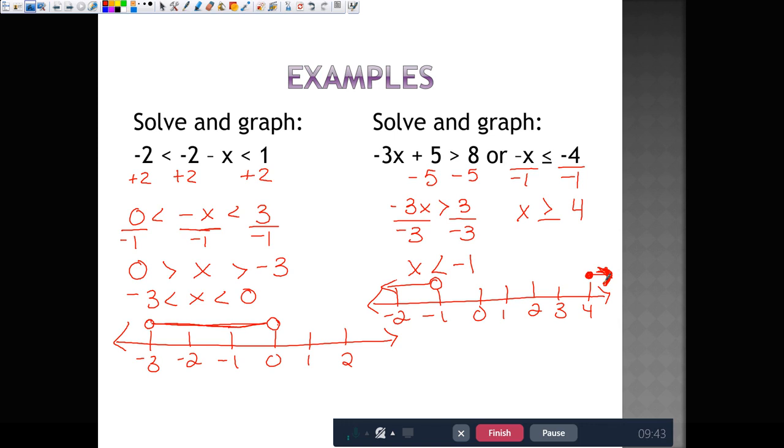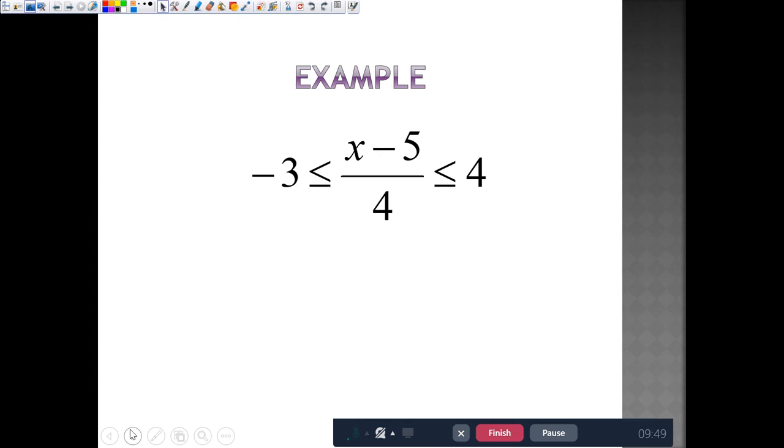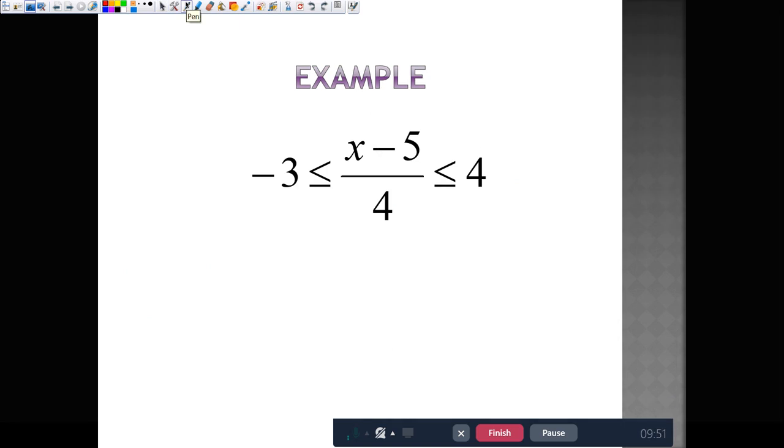So our next one, we have a fraction, and how do we get rid of a fraction? What's the least common denominator in this case? Okay, so I'm going to multiply everything by 4. So 4 times negative 3 is going to give me a negative 12, less than or equal to. My 4's here cancel out, leaving me with x minus 5. And 4 times 4 is 16.